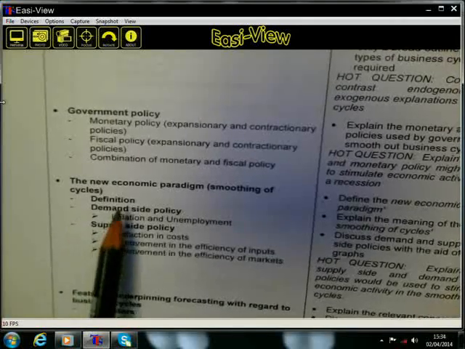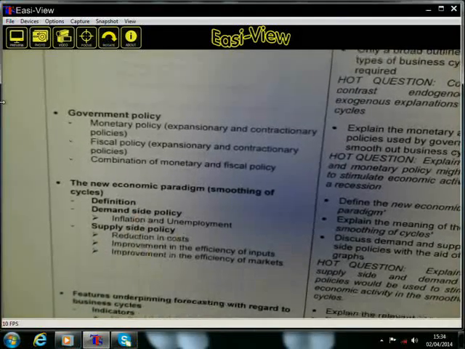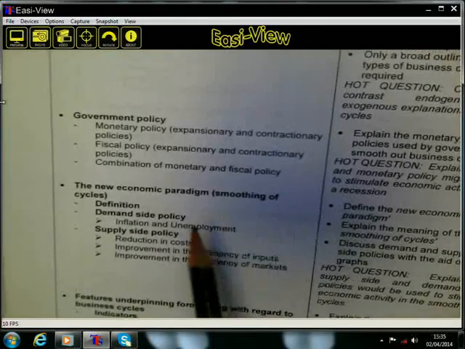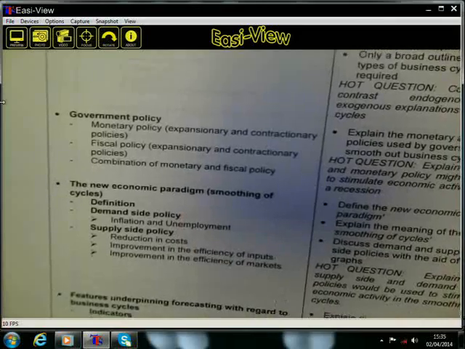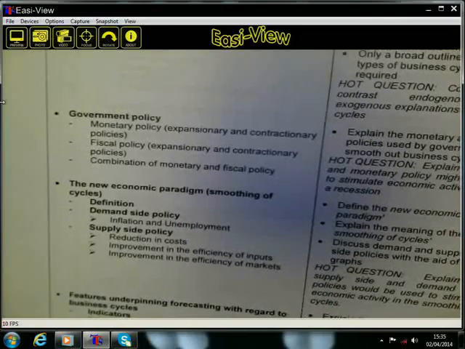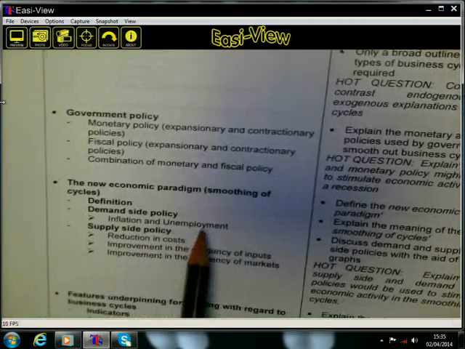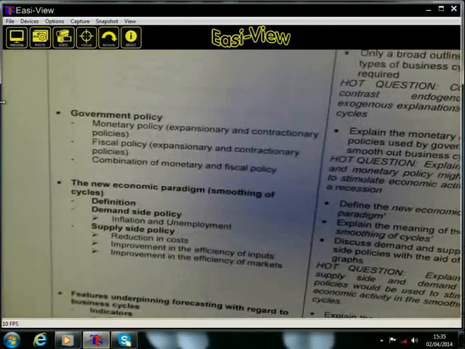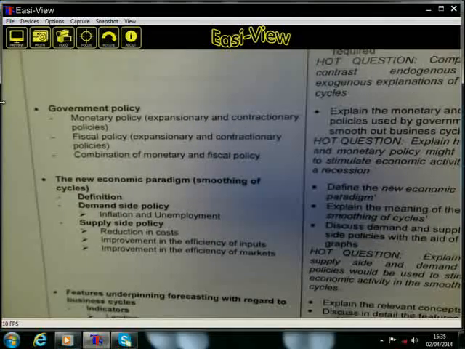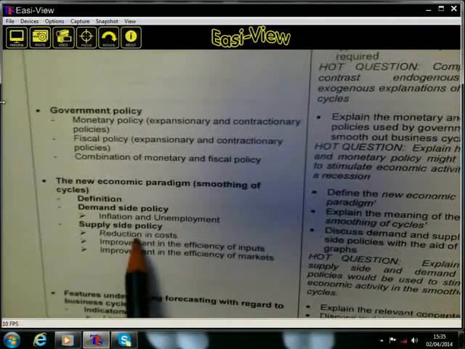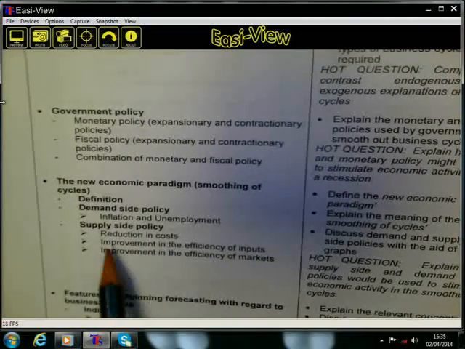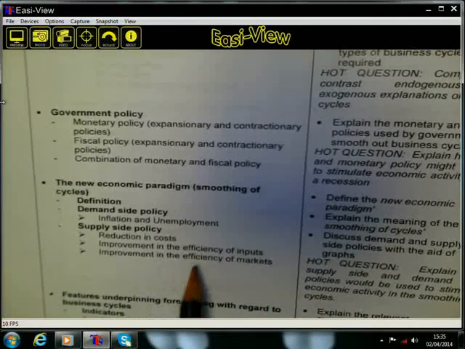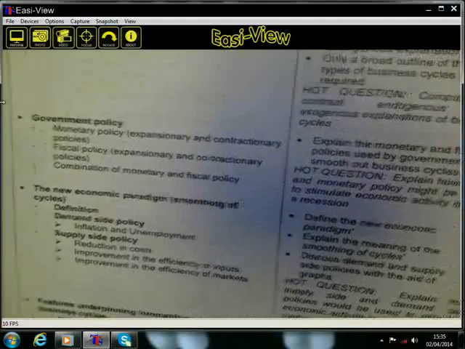So what do we need to know in this part? We need to know what is the definition of the new economic paradigm. We need to know the demand side policies. Under demand side policies, we have inflation and unemployment. And then we're going to look at a supply side policy. Under supply side policy, we look at the three things: reduction in cost, improvement in the efficiency of inputs, improvement in the efficiency of markets.